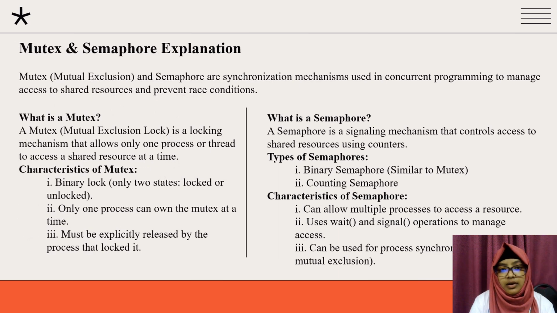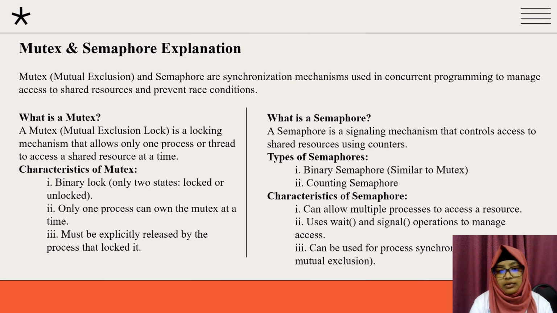Mutex and semaphore explanation. Mutex and semaphore are synchronization mechanisms used in concurrent programming to manage access to shared resources and prevent race conditions. What is a mutex? A mutex is a locking mechanism that allows only one process or thread to access a shared resource at a time. Characteristics of mutex: binary lock, only one process can own the mutex at a time, and it must be released by the process that locked it.